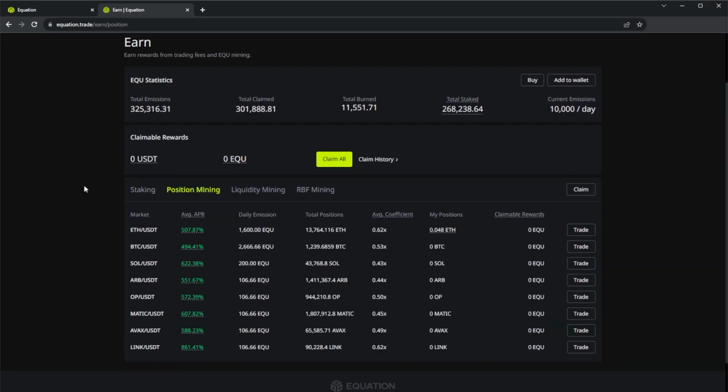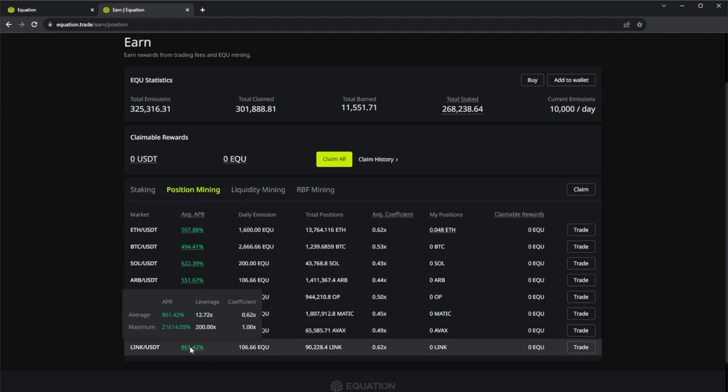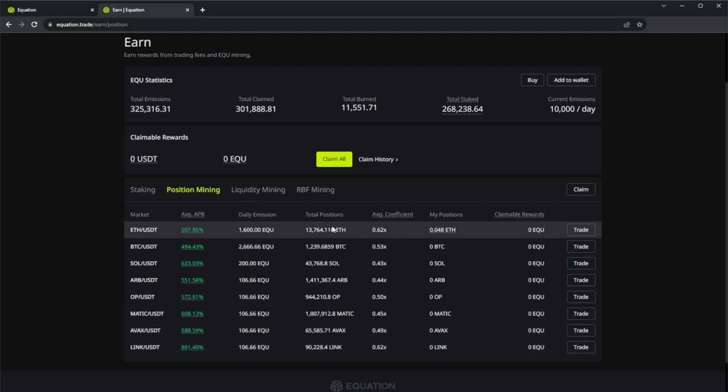Now look at these average APRs you can earn, all the way up to 861 APR on average. Remember, that is average. And if you use that maximum 200x leverage, this could be over 21,000%. So with the position mining, that you can actually mine at zero cost.